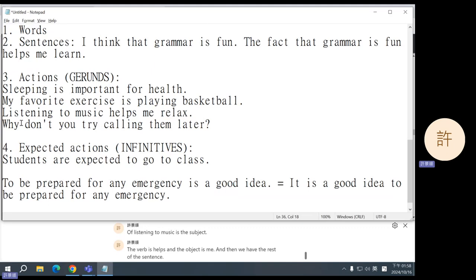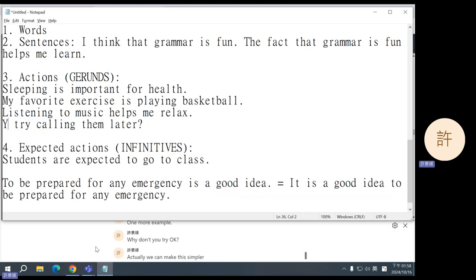One more example. Why don't you try? Okay, actually, we can make this simpler. You should try. You is the subject. Should try is the verb. Try what? This is the object. You should try this action. You should try calling them. Calling is the action, but we need to know call who. So you have to add an object to make this complete.